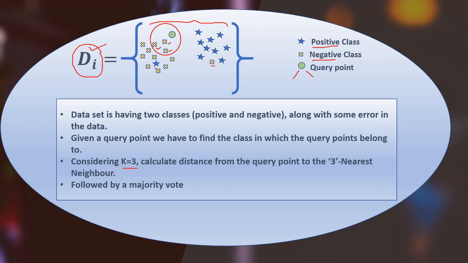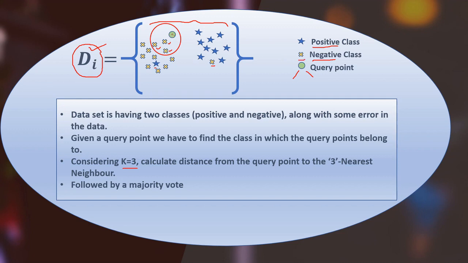Once these neighbors are found, we do a simple majority vote. What does it mean? For this query point, the green point, we found three neighbor points, and we check the class labels of those neighbors and do a simple majority vote. In this case, all three neighbor points are negative class. This plus belongs to the negative class.